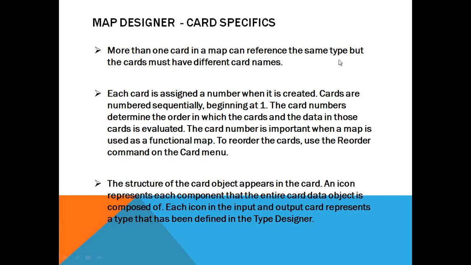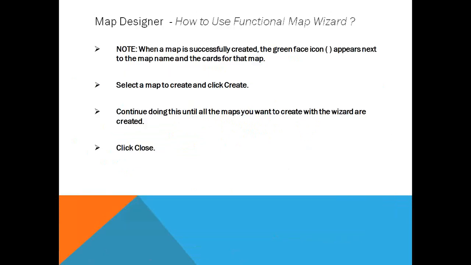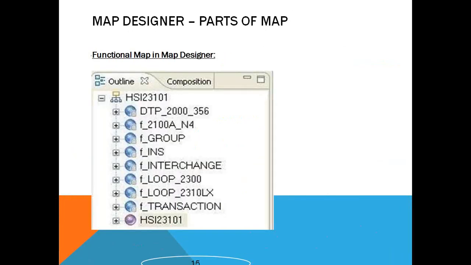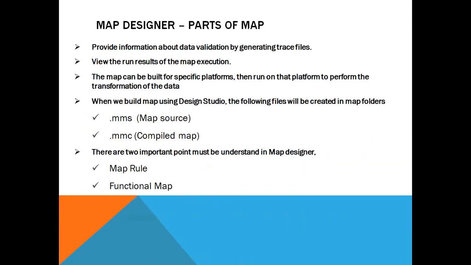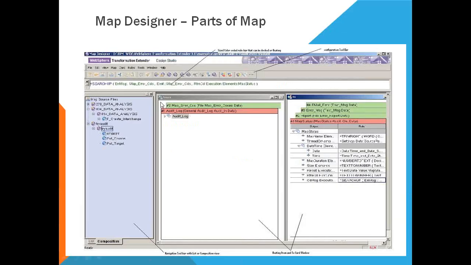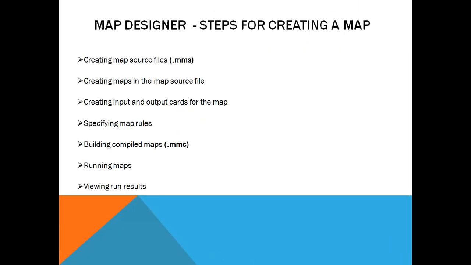And each card will be assigned a number. We open the map. See here, a number is assigned for each input card, here 1, 2. The number keeps incrementing. Here also, for output cards, 1, 2, 3, 4. So basically for each input and output card, a number will be assigned.